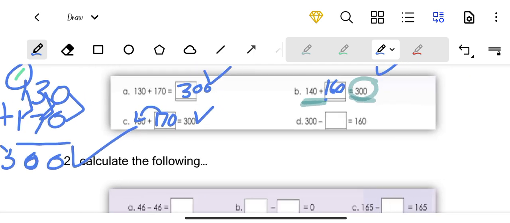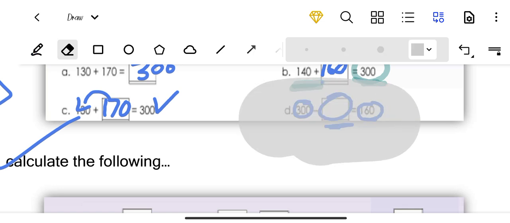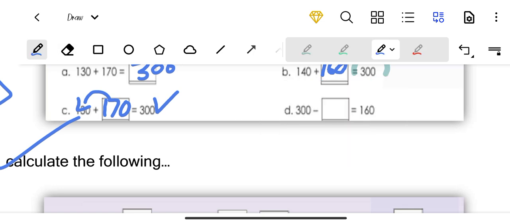D says 300 minus blank is equal to 160. You think, if I had 300 and now I have 160, what did I do? Did I add? Did I subtract? But luckily, they already gave us that we are subtracting. If we say 300 minus 140, do I get 160? Yes, I do. So the answer there is 140. And you are done.